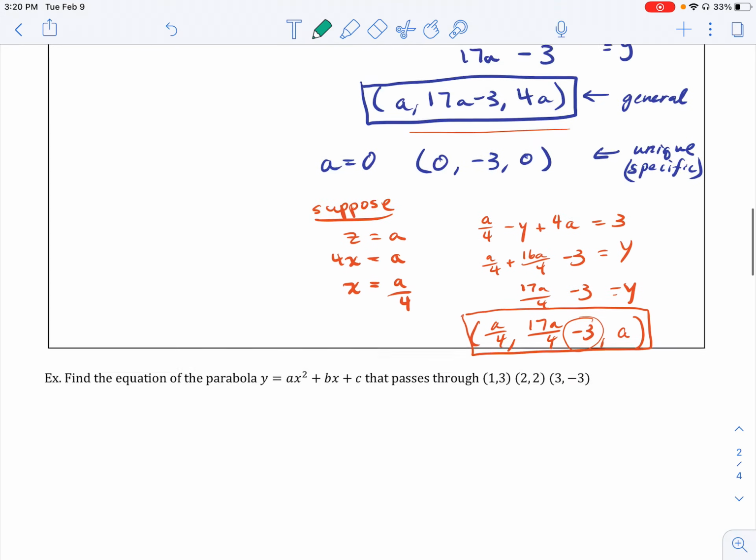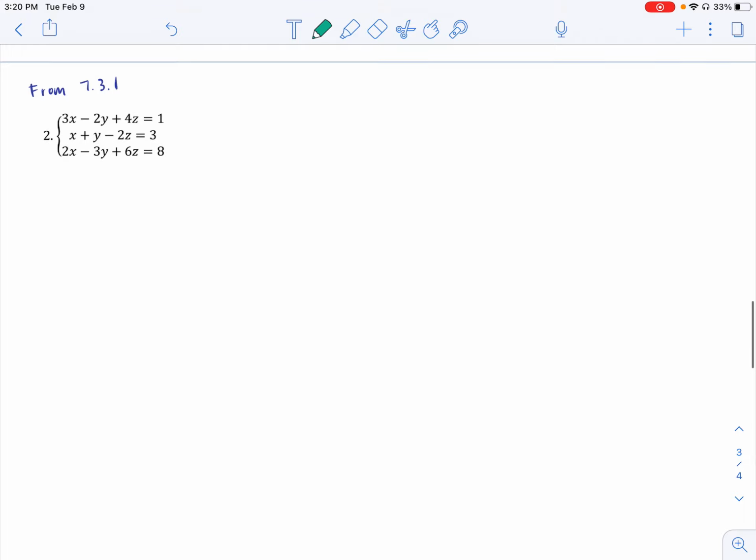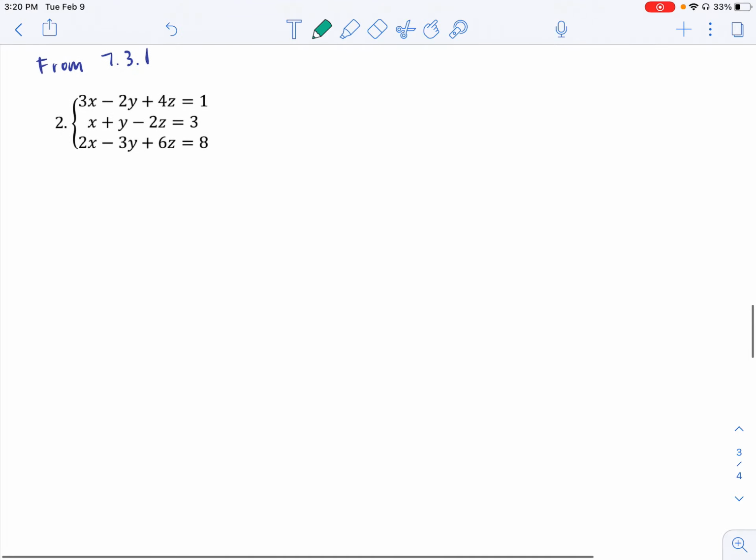I want to do one more example with you. I'll just do this in a slightly different color. And this is from 731. This was one of the problems that was on your note page, which I didn't get to, but let me go ahead and model this one for you. We'll work this one out.